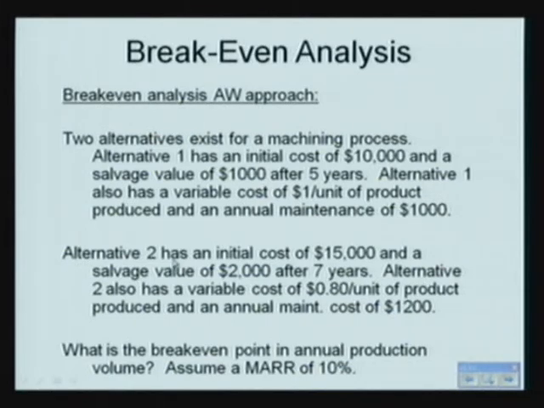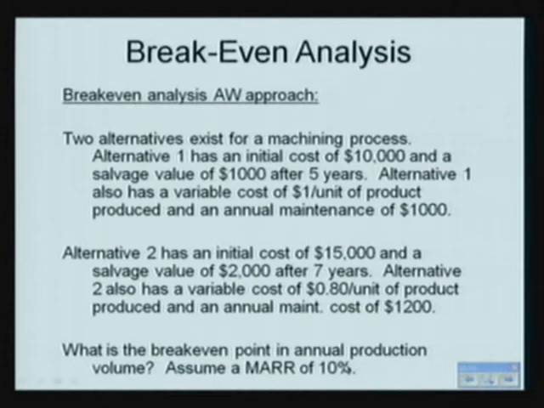Okay. Alternative 2 has an initial cost of $15,000 and a salvage value of $2,000 after 7 years. Alternative 2 also has a variable cost of 80 cents per unit of product produced and an annual maintenance cost of $1,200. So what is the break-even point in annual production volume? Assume a MARR of 10%.